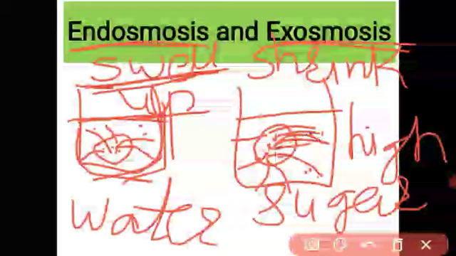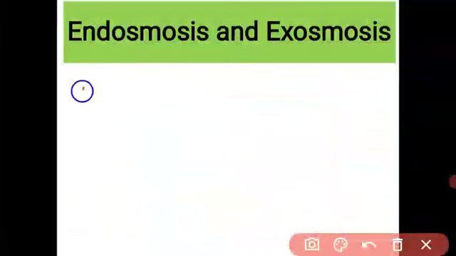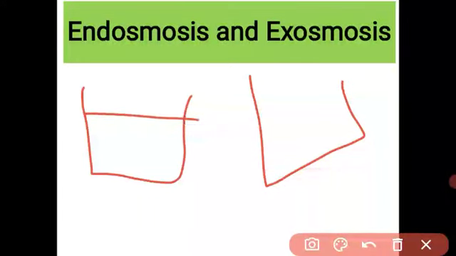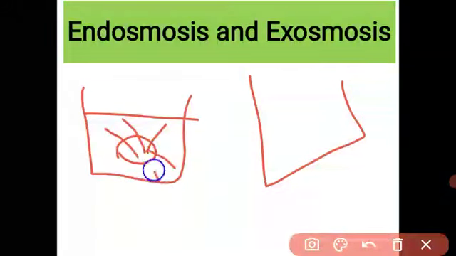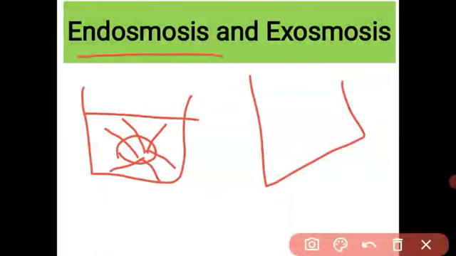Got it? I will give one example. See, whenever we put raisins into water, they swell up. Why? Because there is a low concentration of water in the raisins. When we put them into the water, the water moves inward. This is called endoosmosis. And if we put them in a sugar solution, the raisins shrink, because the outside has a high concentration of sugar solution. The remaining definitions, osmotic pressure, turgidity, and active transport, I will explain in the next topic.